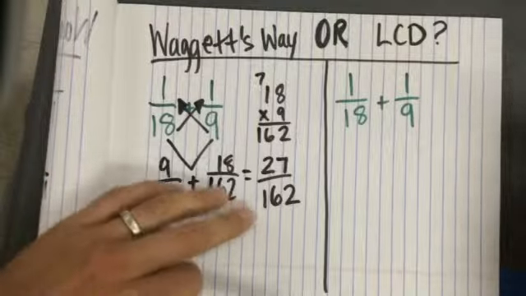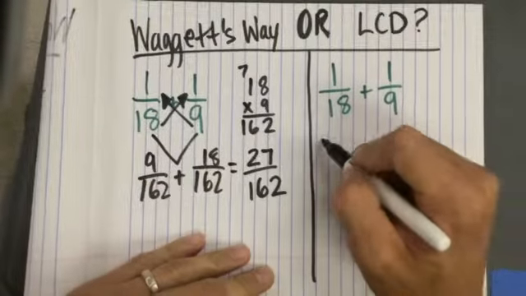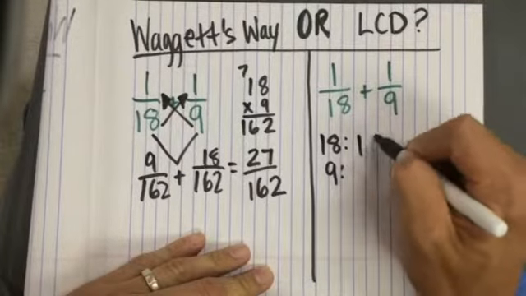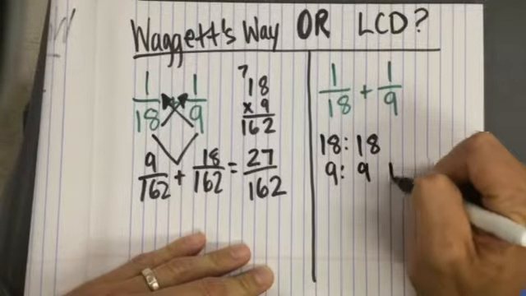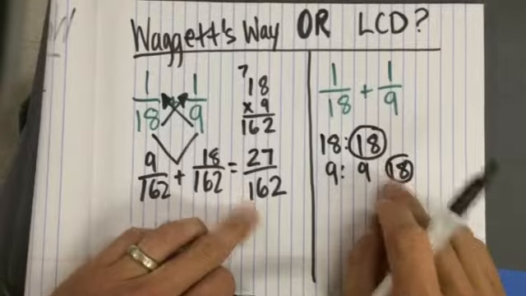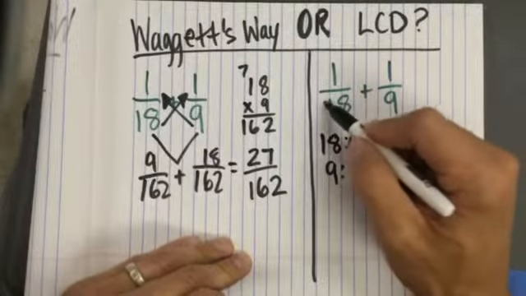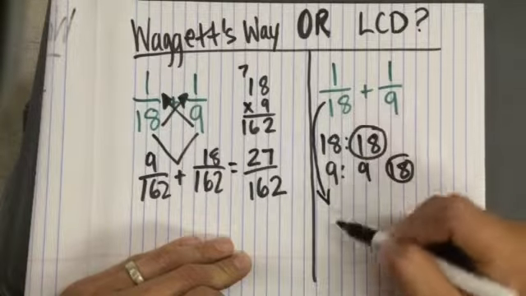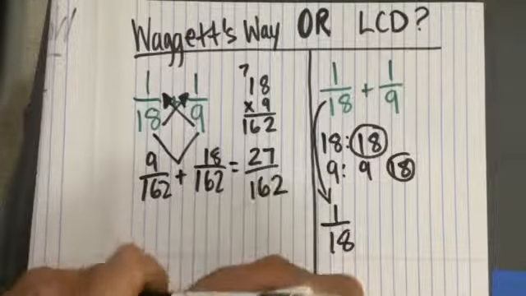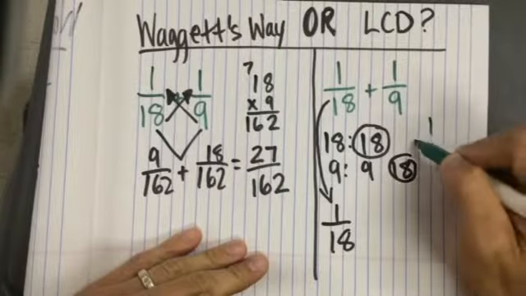So let's try it with least common denominator and see how much easier it'll make it for them. First, we're going to list the multiples of 18 and 9. Pretty simple. 18 is your least common denominator. A whole lot easier to deal with than 162. So the great thing is we don't even have to change 1/18 because it's already in 18ths. We just need to change 1/9. We'll do that over here in green to show you what that looks like.